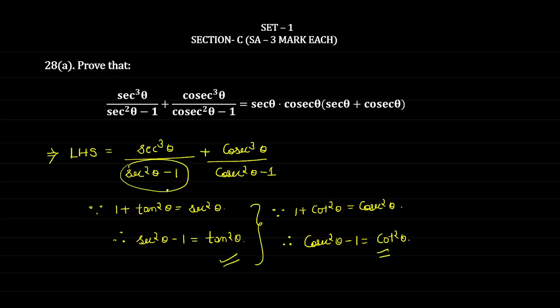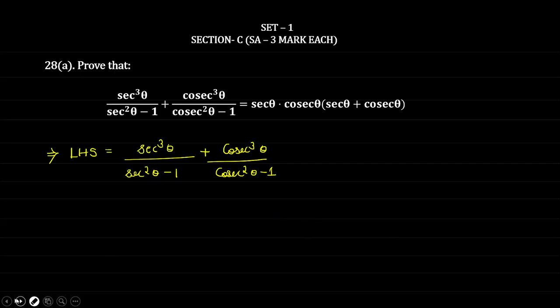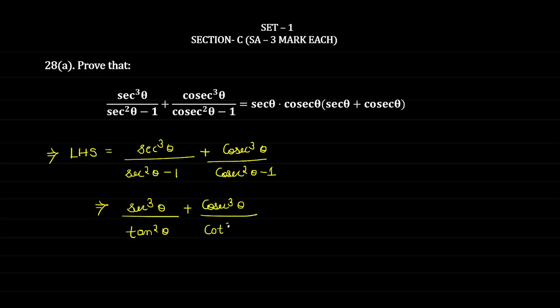This is equal to tan square theta and this is equal to cot square theta. Let's put the value here. What we are going to get here is secant cube theta divided by tan square of theta plus cosecant cube theta divided by cot square theta. Now let us simplify this.